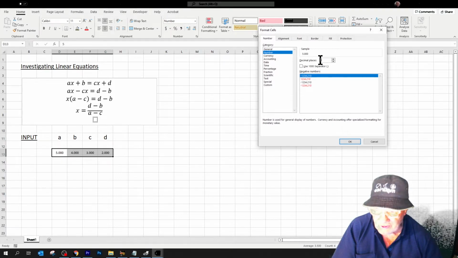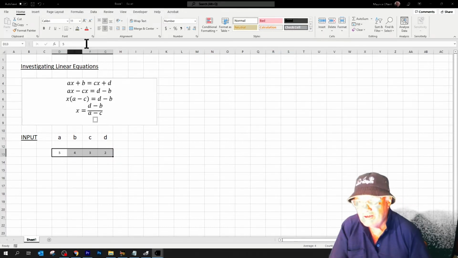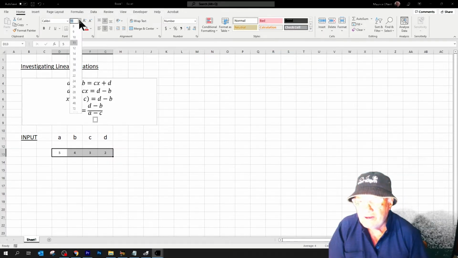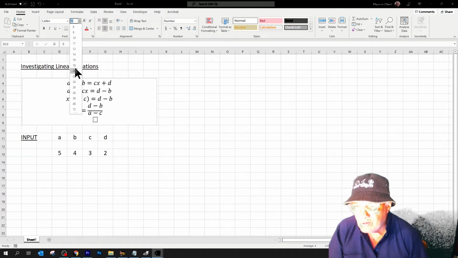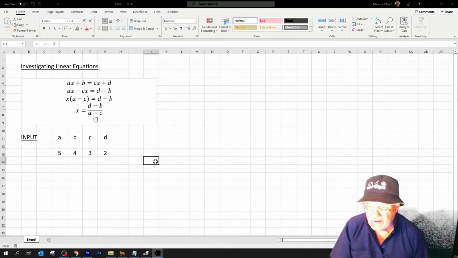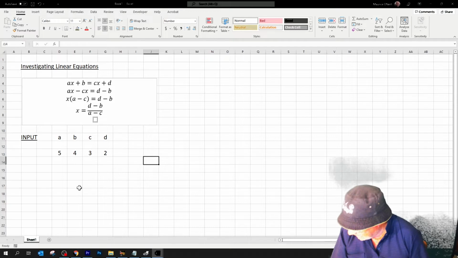Decimal places. Only go 0. Okay, 5, 4, 3, 2, 1. And we want them all to be 20. Yeah. So that's in there.